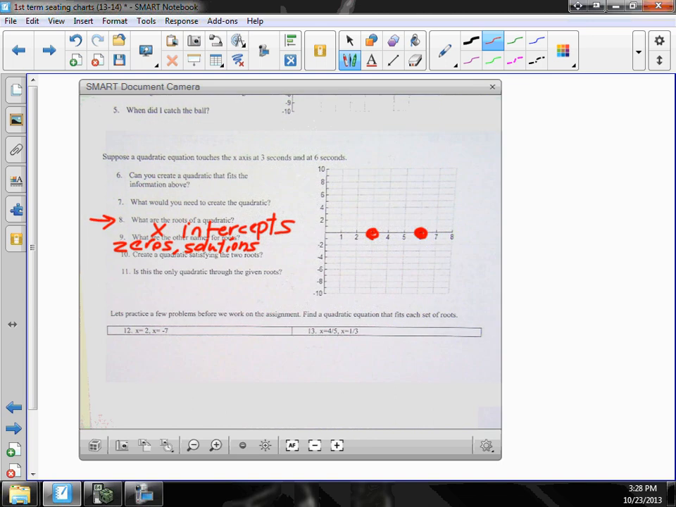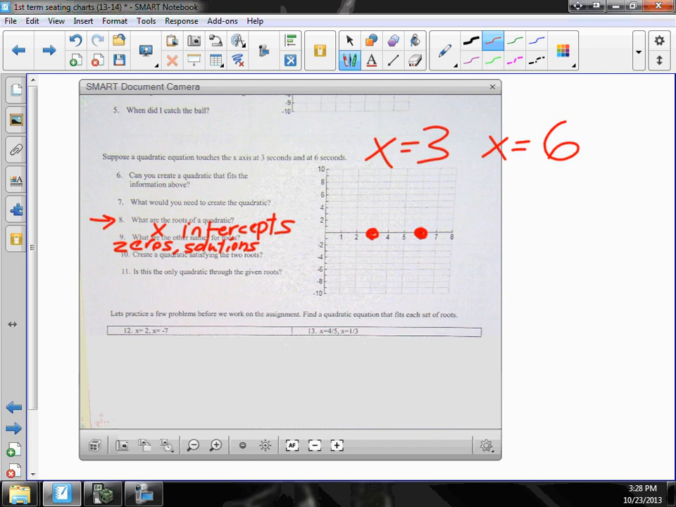Number 11, create a quadratic satisfying those 2 roots. So we want to make one equation that works. And the way you do it is a little bit tricky. So my roots are x equals 3 and x equals 6. So write those down.